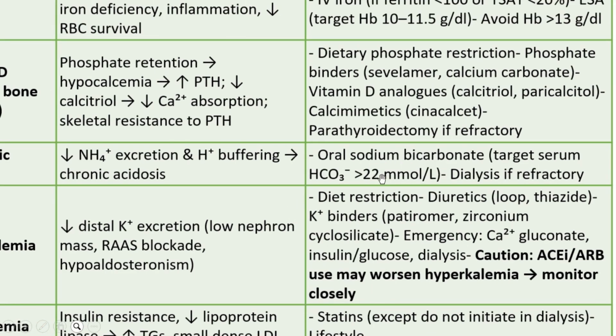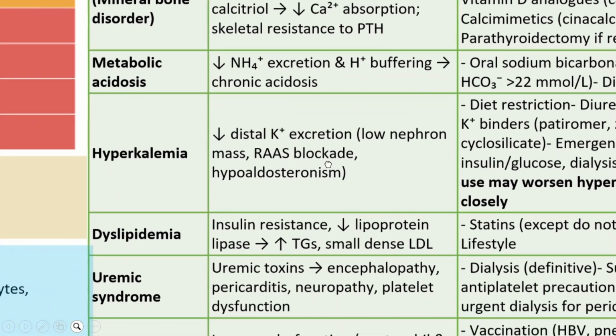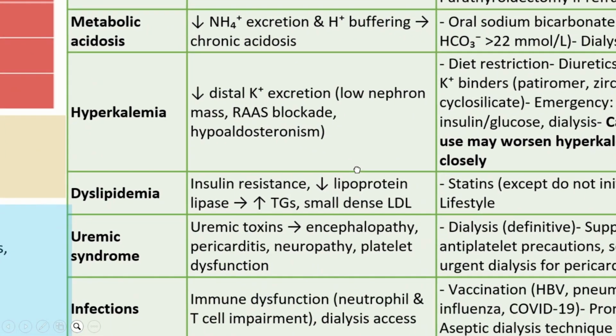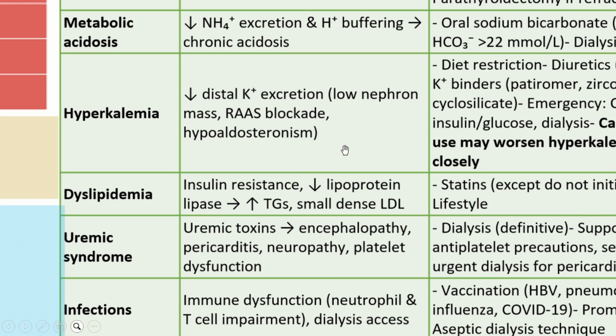Then we have hyperkalemia, and this one is due to the decreased distal excretion of potassium, and this is because mainly we have a low nephron count and also the RAS blockade, which causes hypoaldosteronism. So the RAS system is being blocked, and potassium is going to stay high in the blood. So we can do the potassium restriction, we can use diuretics like loop diuretics, and potassium binders can also help.